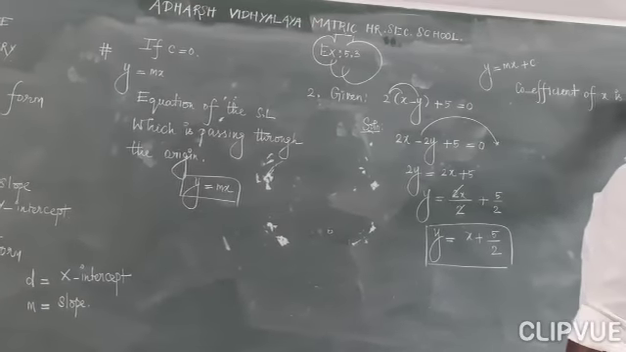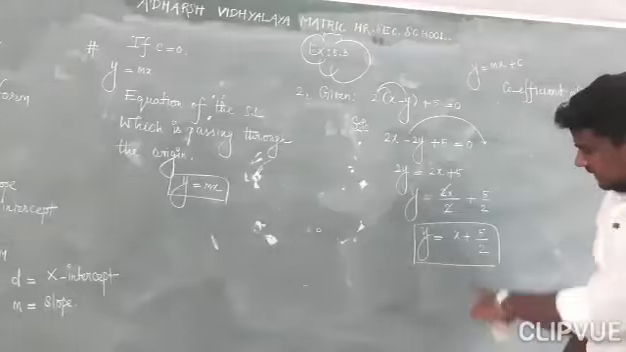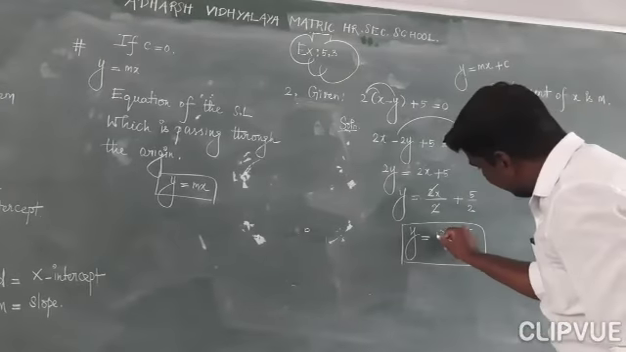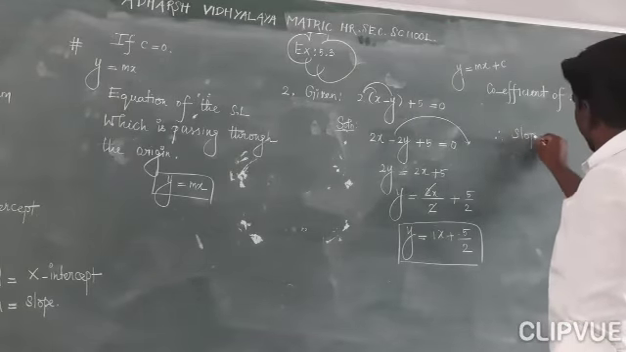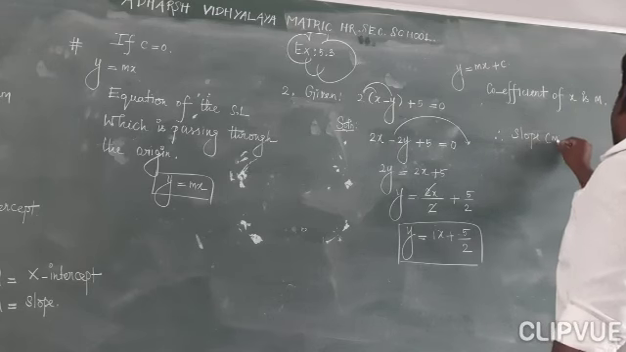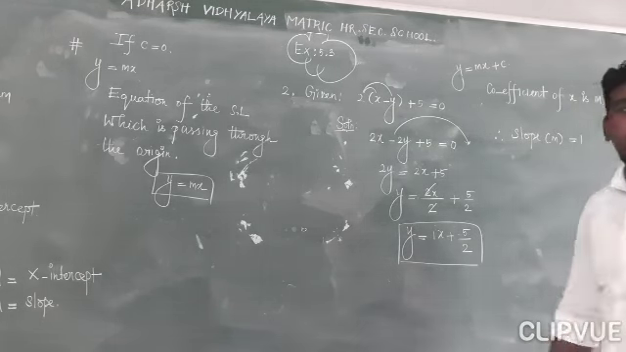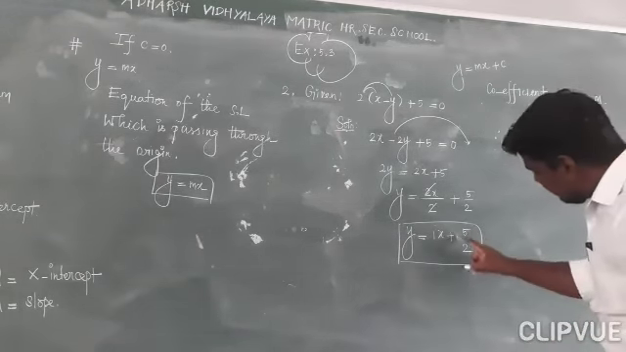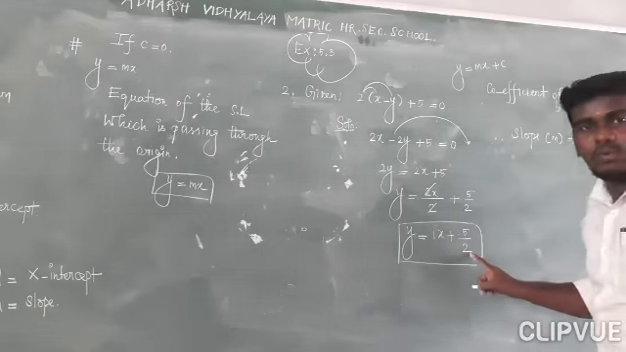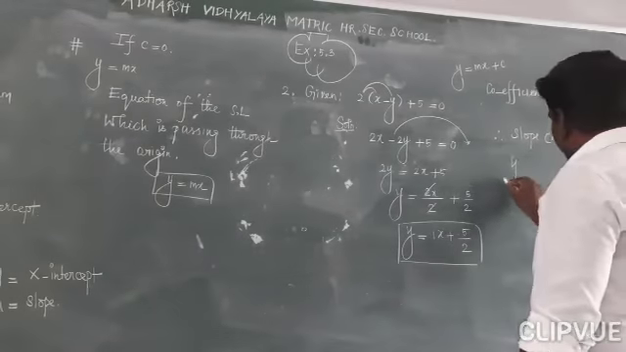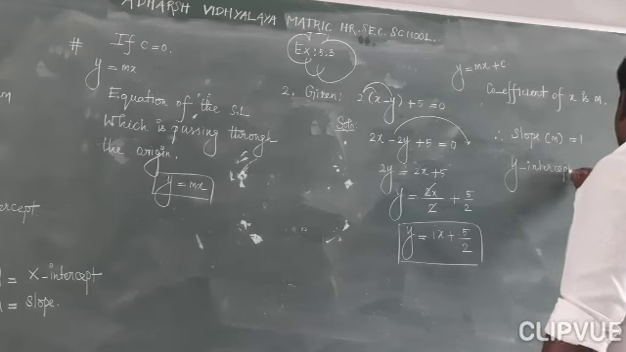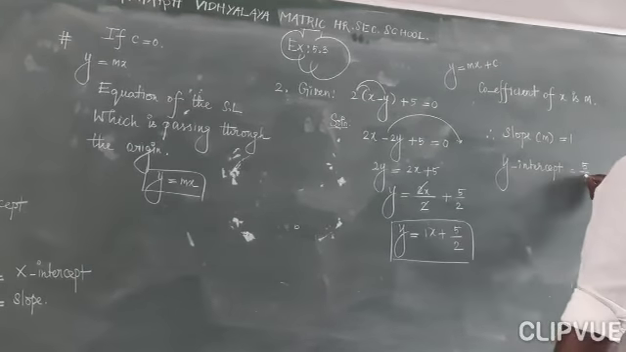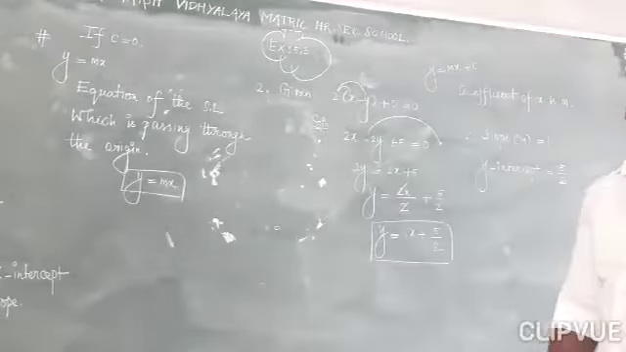Coefficient of x is m. Here the coefficient of x is 1. So slope m is equal to 1. And this constant term is considered as the y-intercept. So y-intercept is pi by 2.